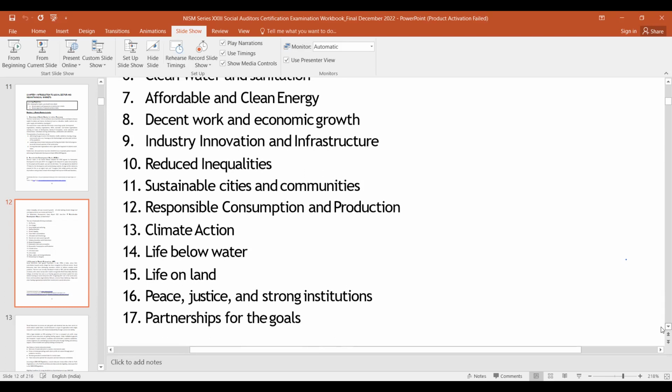They may just twist a wording because they are talking of reduced inequalities. So they may set one of the options as enhanced inequalities. So that way also you have to remember. Suppose they set a question like this: which of the following is not one of the 17 sustainable development goals? They may write enhanced inequalities, because we have to see the wording also. Wording is also important.